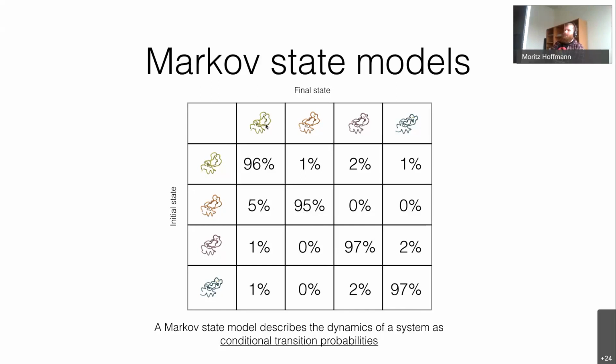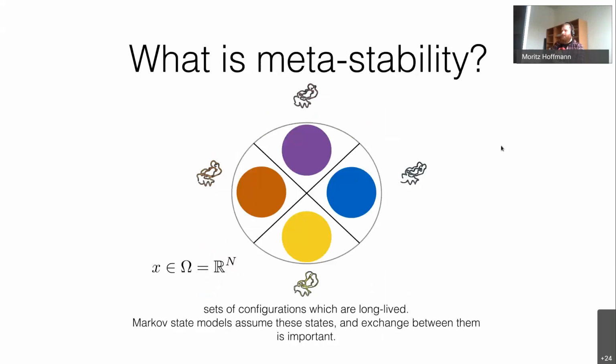So we describe the dynamics of the system in terms of conditional probability distributions. So given we are in state yellow, what is the probability that we end up in state orange, for example? So this is again to illustrate the concept of metastability.